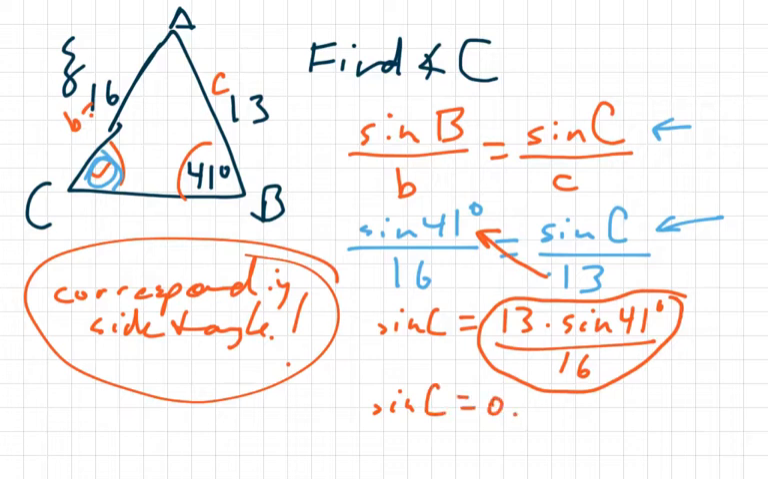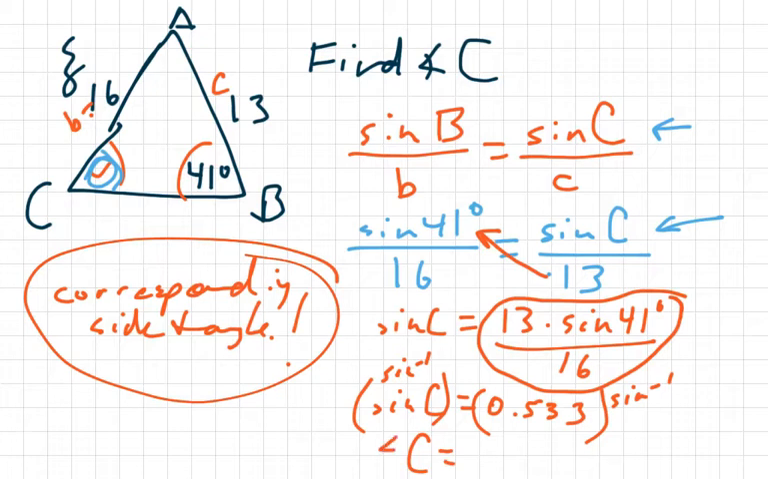I'll put that down, 0.533. Now, the problem is that's not what angle C is. Angle C is the inverse of that, or the second function of the sine of that. So we're going to hit second function on our calculator. That's that sine -1 thing. And put the 0.533 in. And our angle C should come out to 32.2 degrees.